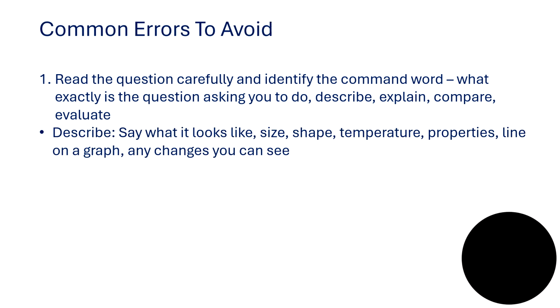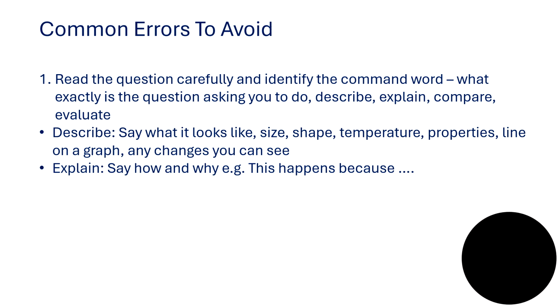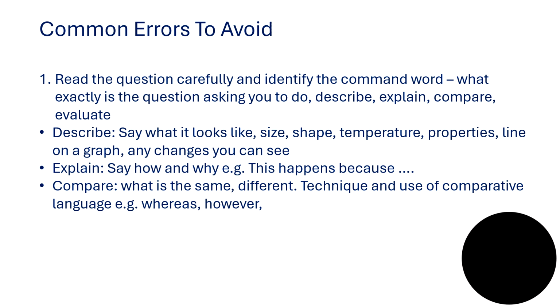Describe, say what it looks like. For example, it could be the shape, the size, the temperature. If it's talking about the line on a graph, does it increase or decrease? And any changes that you can see if any diagrams are given. If it asks you to explain, say how and why. This happens because. Use comparative language if it's a compare question.